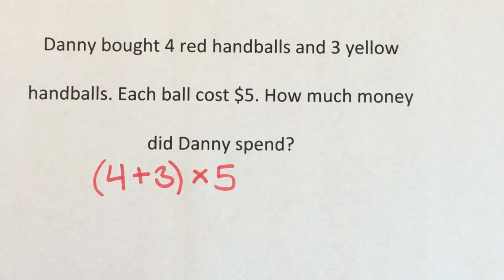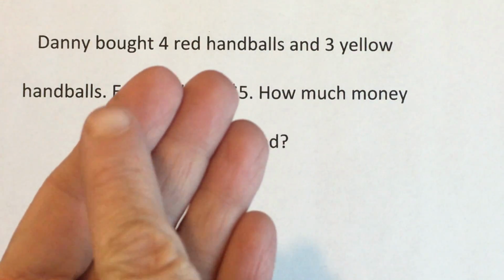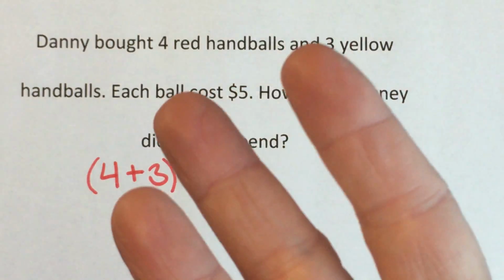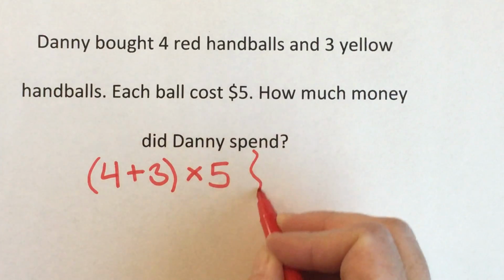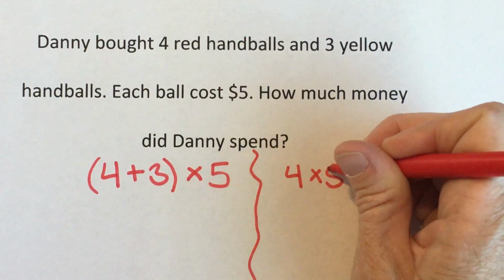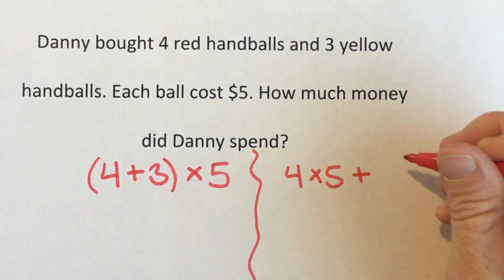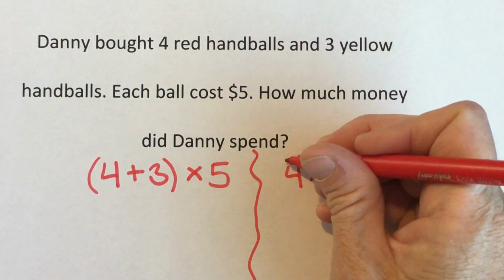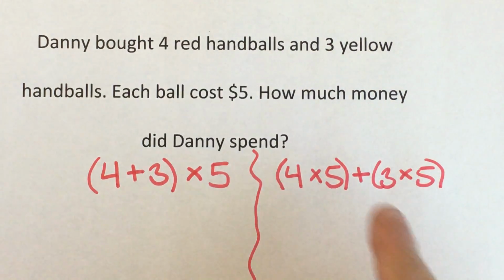Now, some of you might have been looking at this problem a little differently, and you might have said I have 4 red handballs, and each one's $5, or each $5, and then I also have 3 yellow, which are each $5. You could have kind of solved it that way as well. You could have said, I have 4 handballs, and they each cost $5, plus I have 3 yellow handballs, and they cost $5. So I have these handballs, plus I have those. Okay, that one would have worked as well.